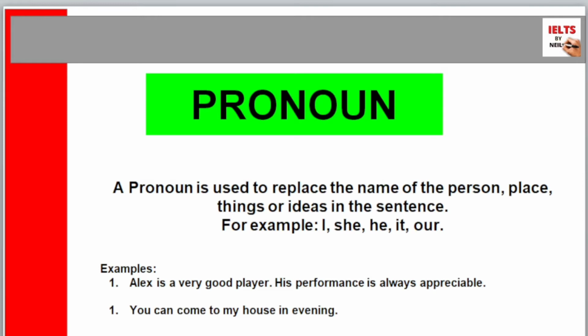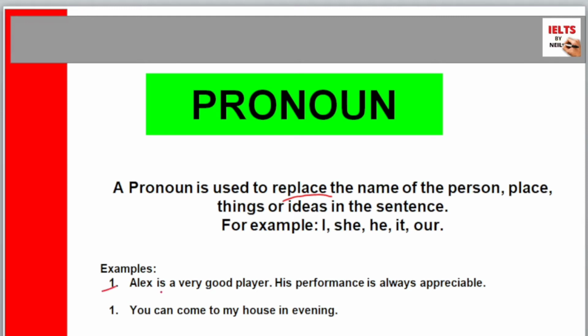Moving on to the next one, pronoun. So as the name suggests, it is pro and noun. So a pronoun is a word used to replace the name of the person, place, things, or ideas. So basically any word that replaces a noun is called a pronoun. Let's look at some examples to make it very clear.